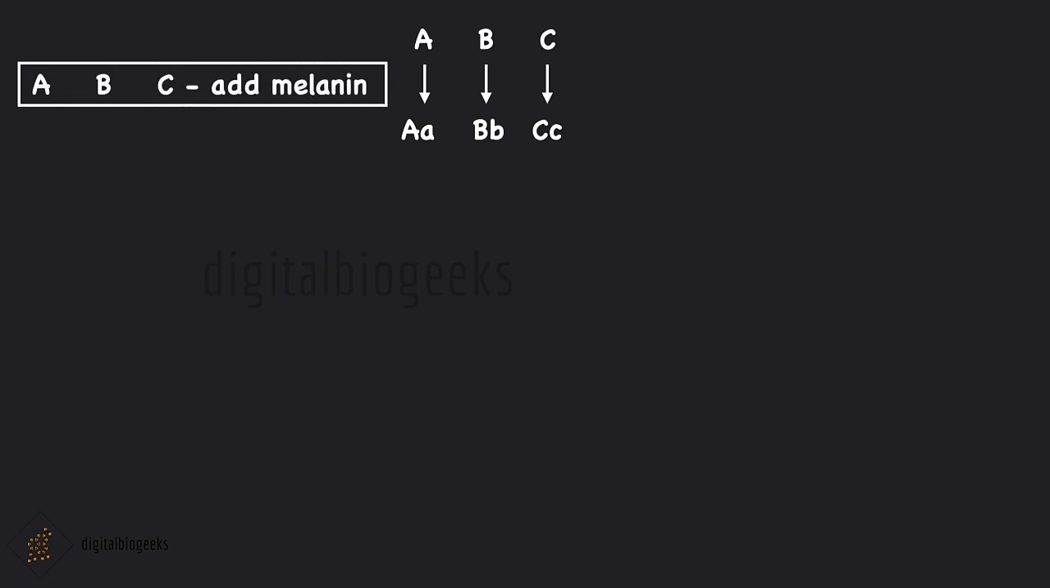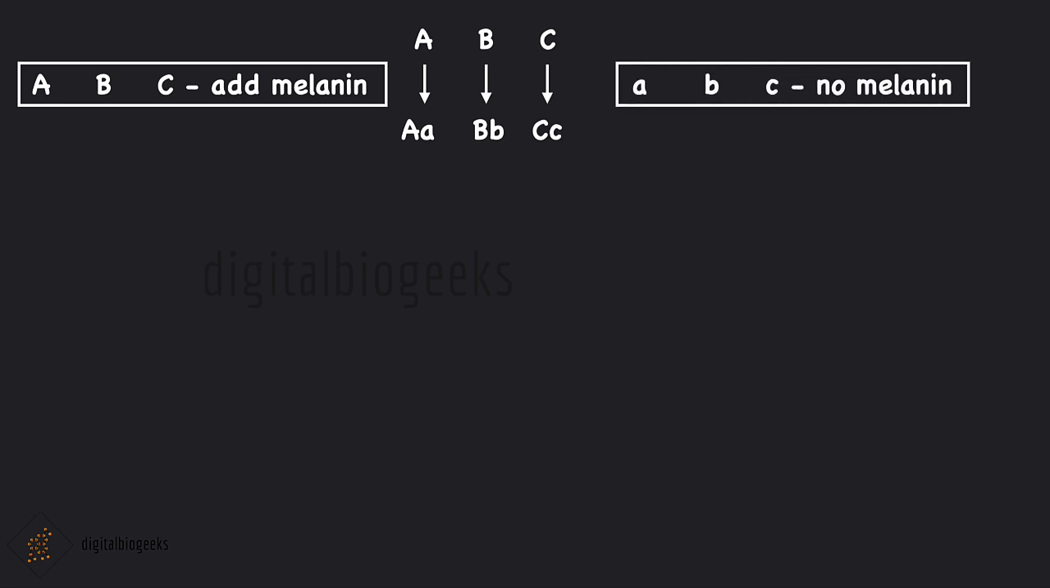Let's assume three genes control the skin color, namely A, B and C. Gene A has two alleles, capital A and small a. Gene B has capital B and small b, and gene C has capital C and small c. These capital A, B, C add the melanin factor which gives color to the skin. Small a, b, c have no melanin.